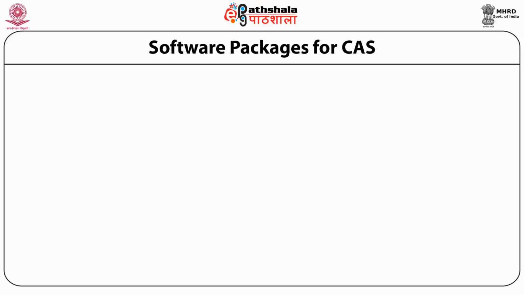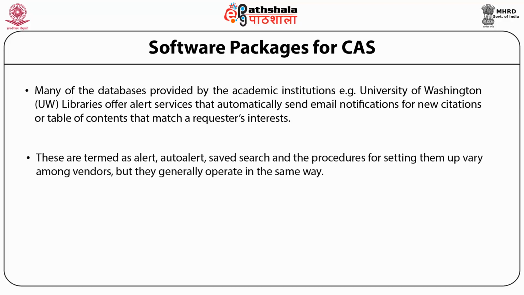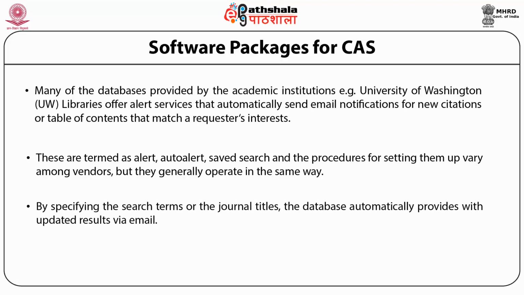Software packages for current awareness services. Many of the databases provided by the academic institutions, for example, University of Washington libraries, offer alert services that automatically send email notifications for new citations or table of contents that match a requester's interests. These are termed alert, auto alert, or saved search, and the procedures for setting them up vary among vendors, but they generally operate in the same way.